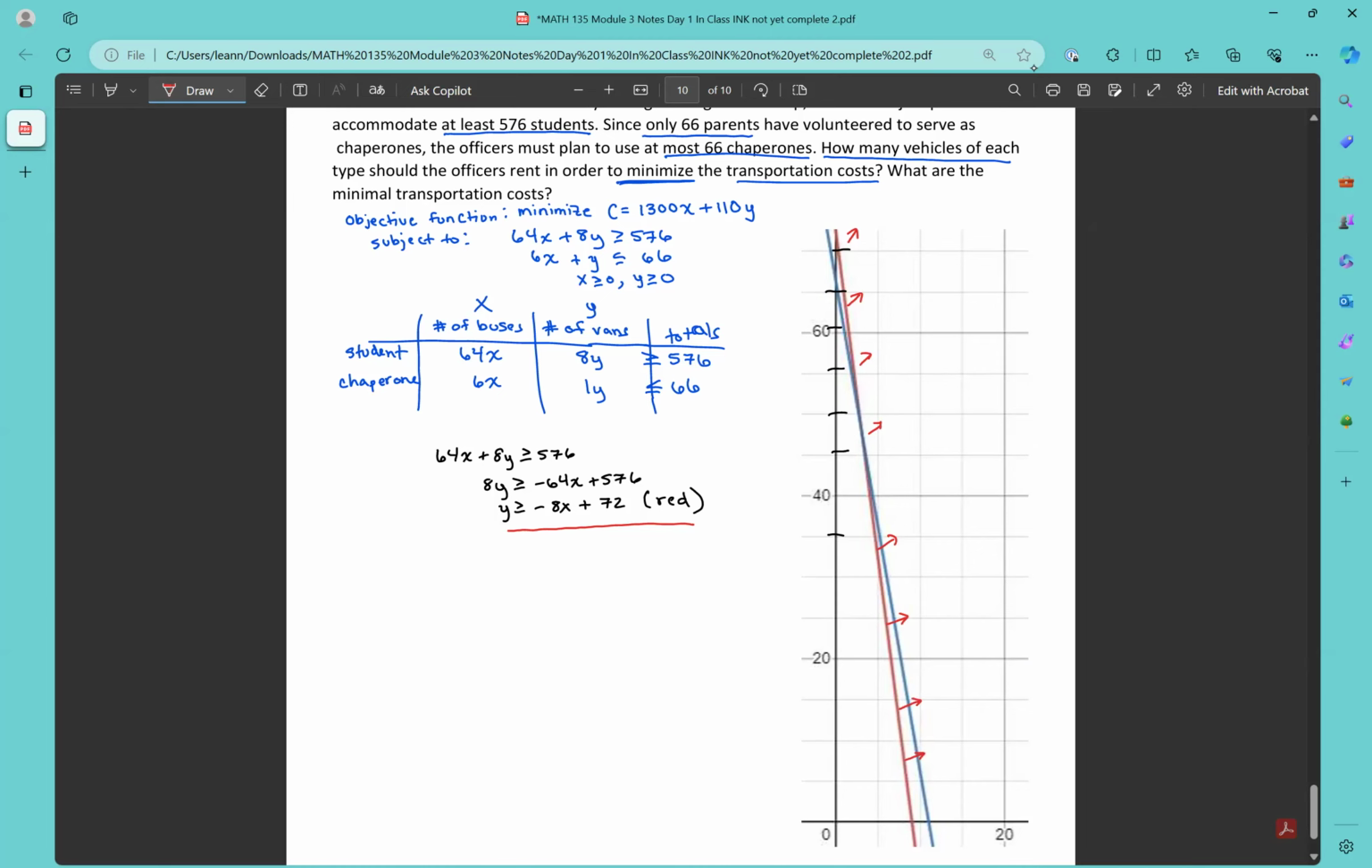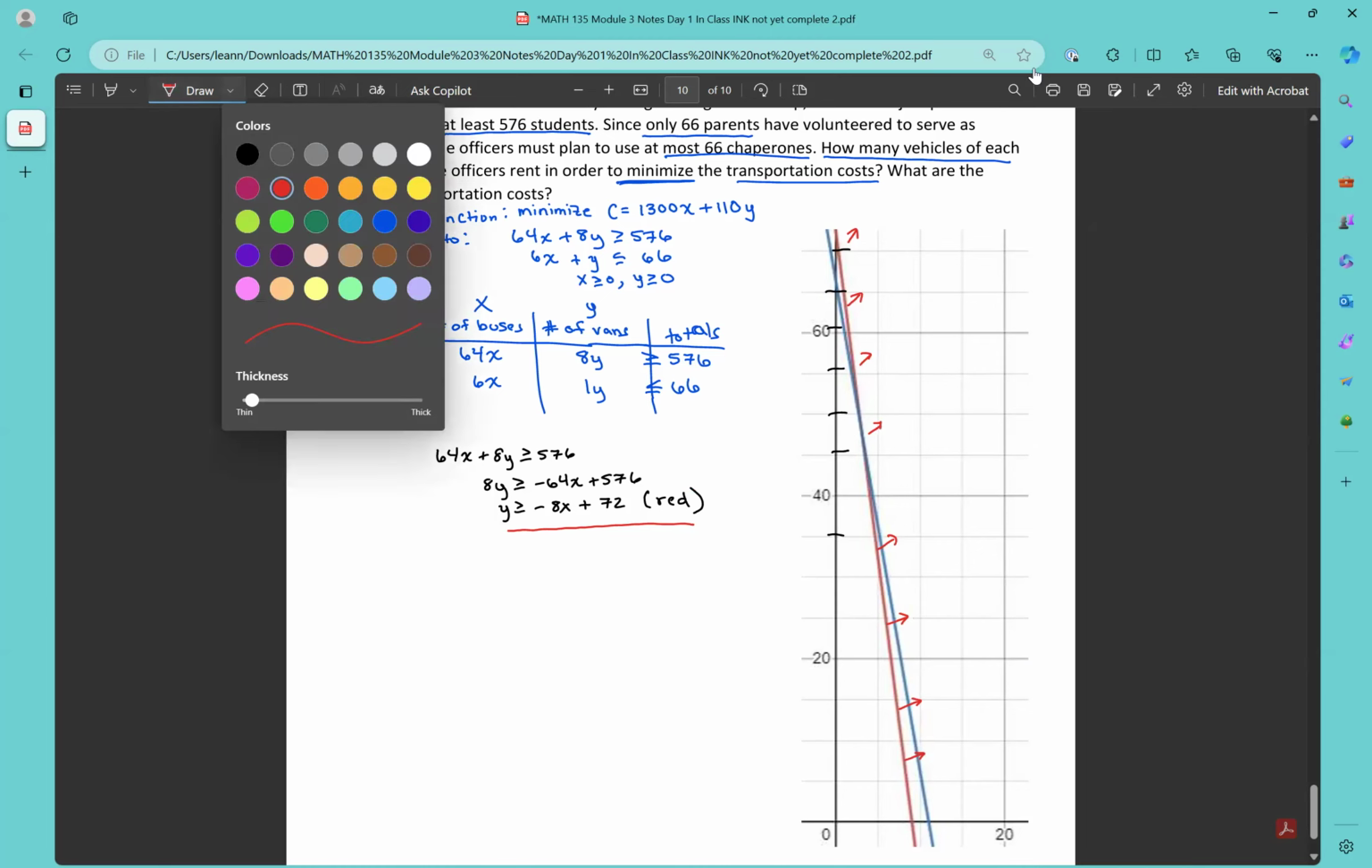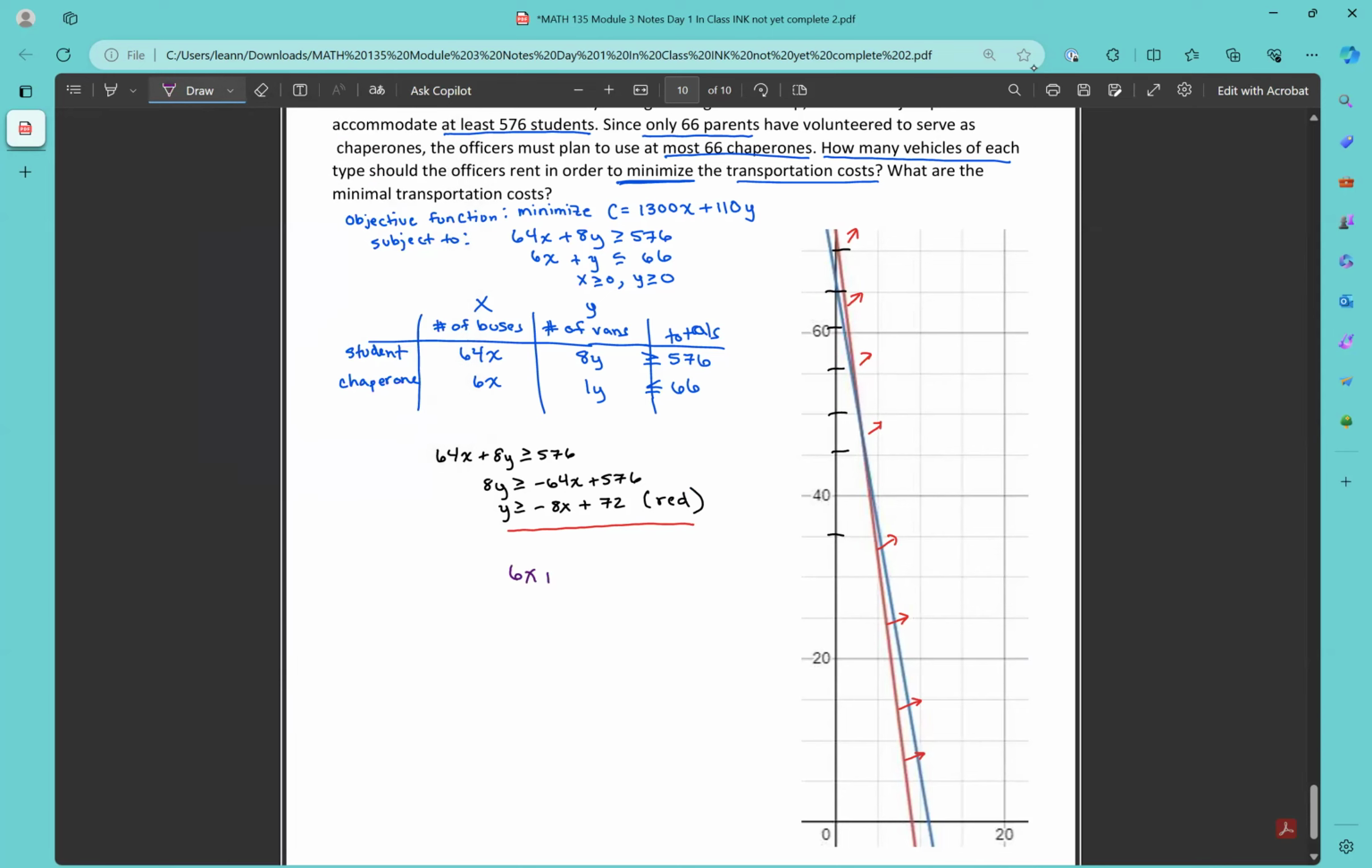All right, and then for our second line, let's say we're going to do this one in purple. We have the 6x plus y less than or equal to 66. We know it's the blue line, so I guess I should do it in blue. But just for the solving part, that's going to be y equals negative 6x plus 66. Don't have to divide by anything because it's already y. That makes sense because this looks like it crosses at about 65, but it's a little higher, so 66.